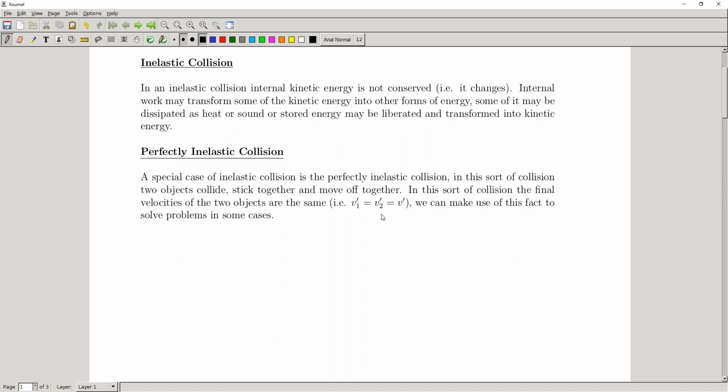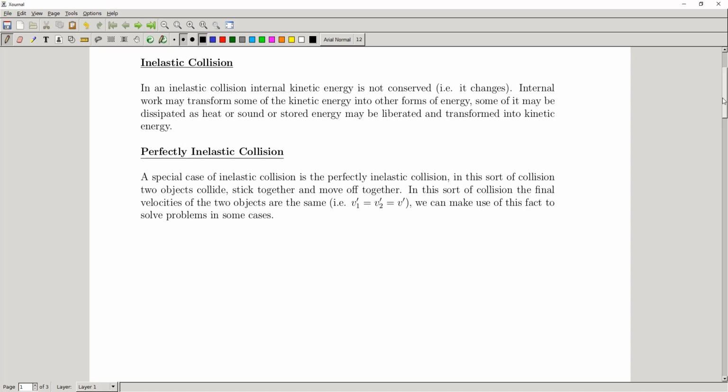And this makes it a lot easier for us to solve some problems in some cases, because it eliminates one of our unknown variables, right? Usually we would have an unknown v1 prime and an unknown v2 prime, but now we know that v1 prime is equal to v2 prime, so we only have that one unknown variable.